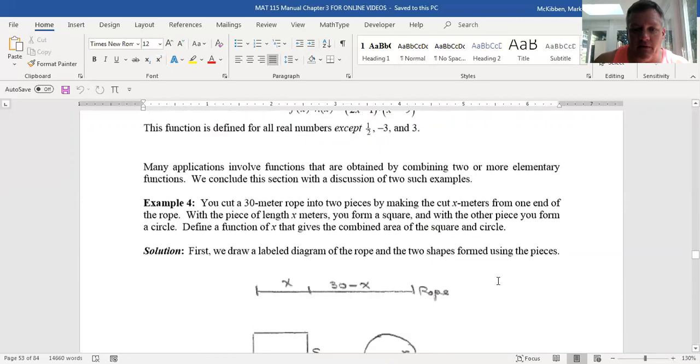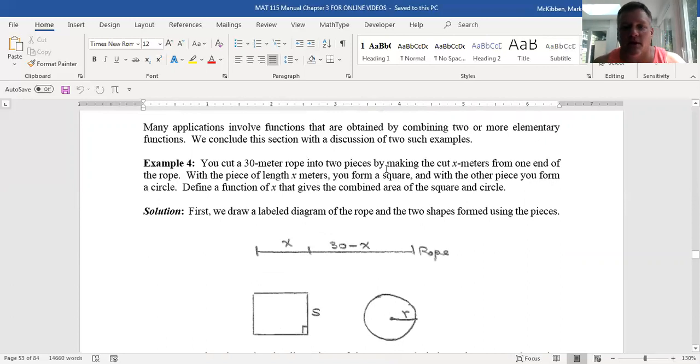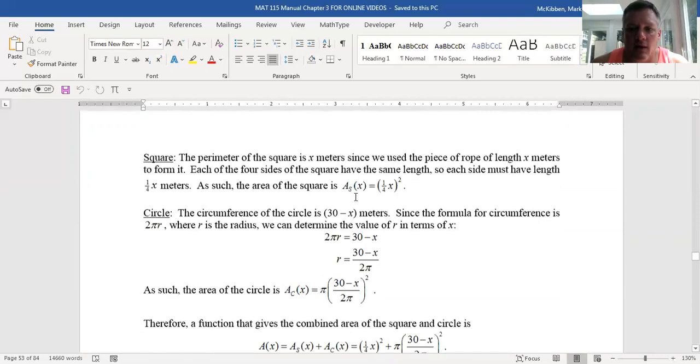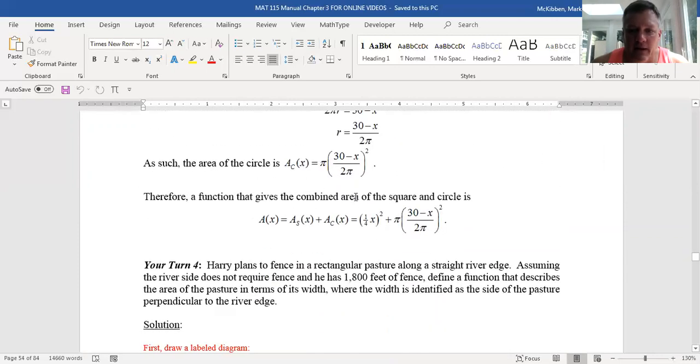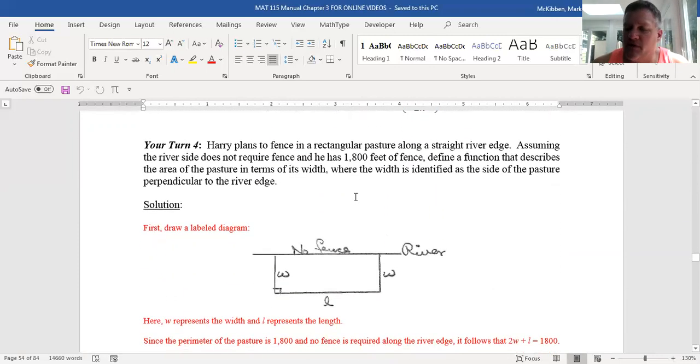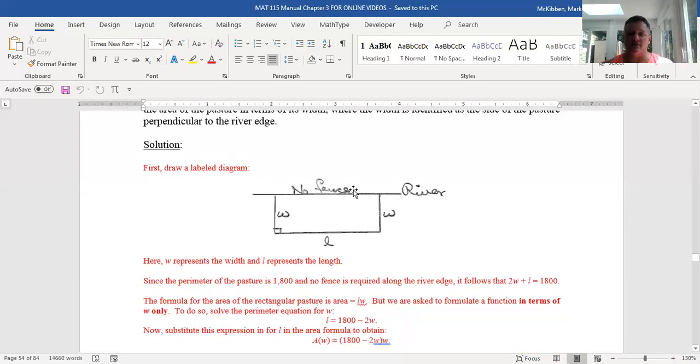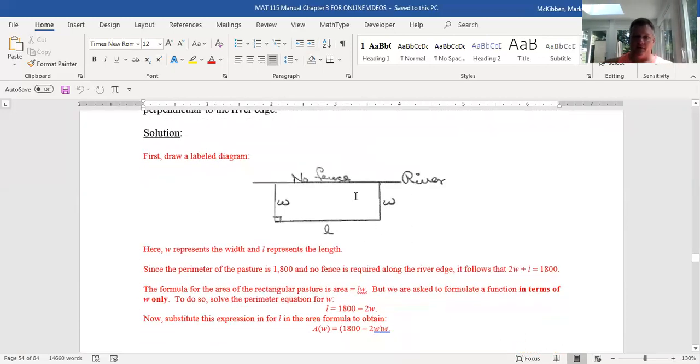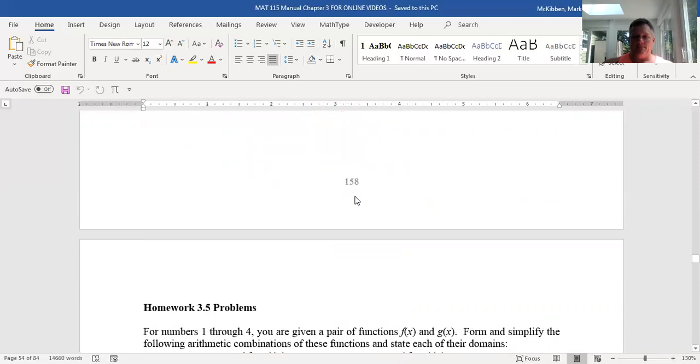All right, and then I'm going to have you read this example again. It's just another one of the word problems. Take a look at it, just see kind of what's all involved in modeling, and then try that your turn. The answer's in the back, at the end of the section in your PDF, and see what you get.